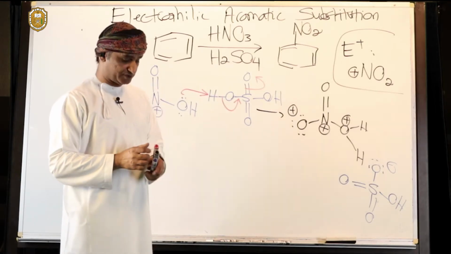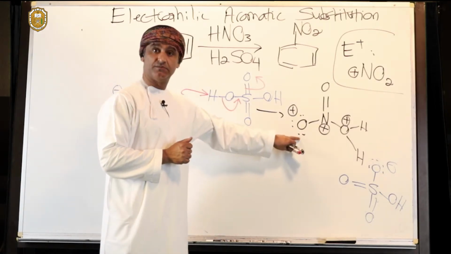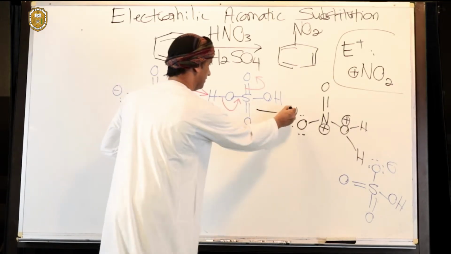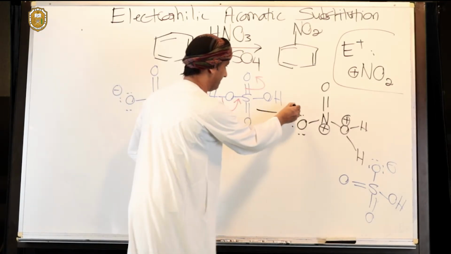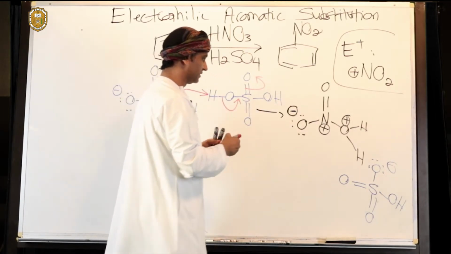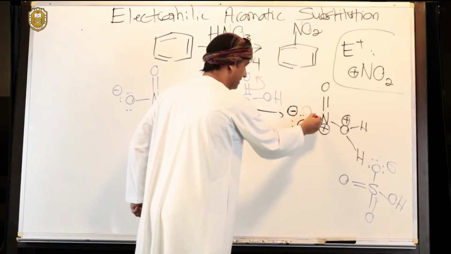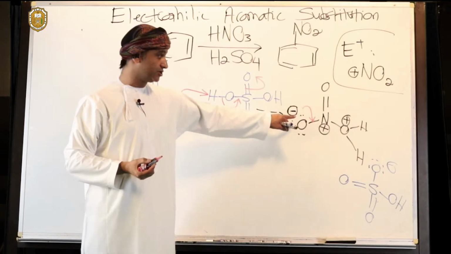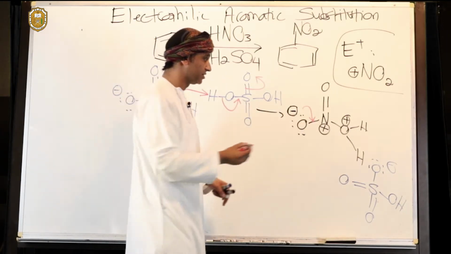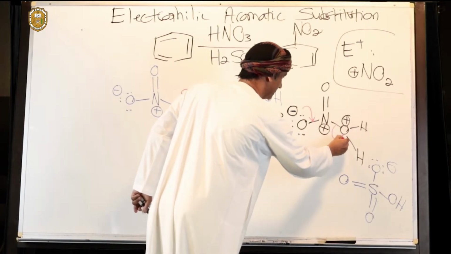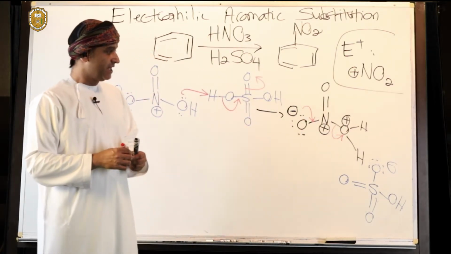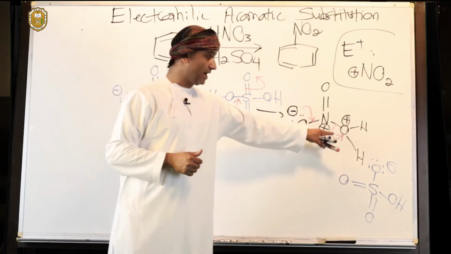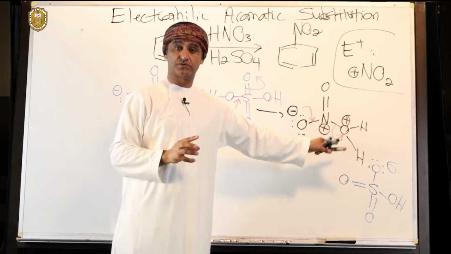Now, in order to form the nitronium ion, we can take one of the lone pairs on this negatively charged oxygen and make a double bond between oxygen and nitrogen, and the nitrogen-oxygen double bond is therefore broken. That's because this protonation step makes the OH an excellent leaving group, which is water.